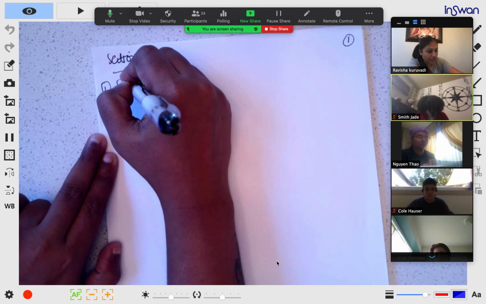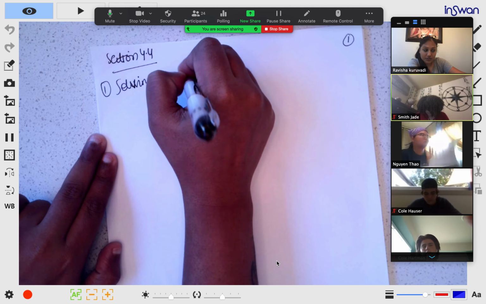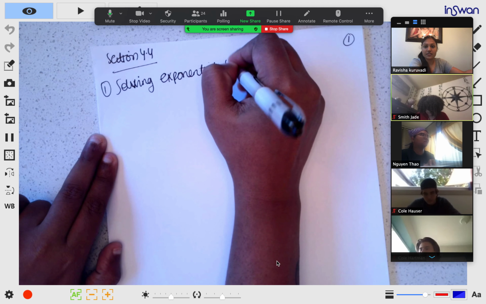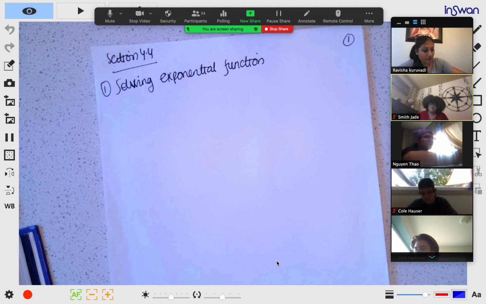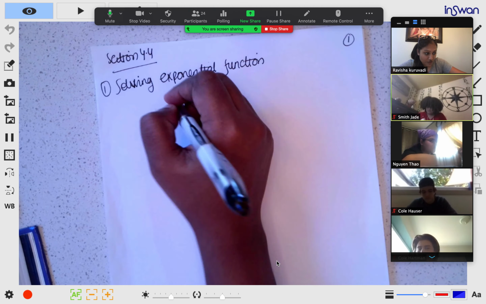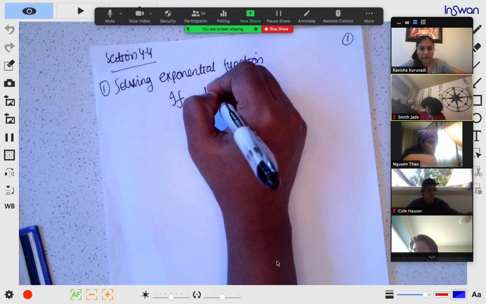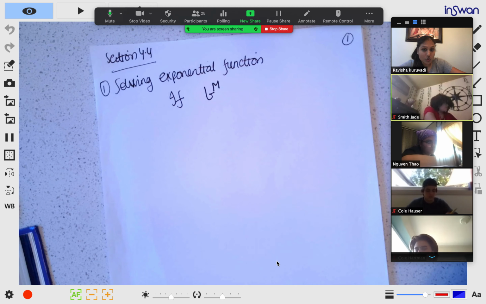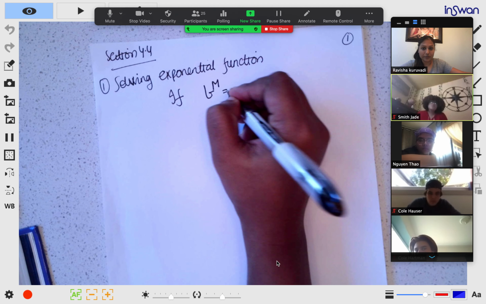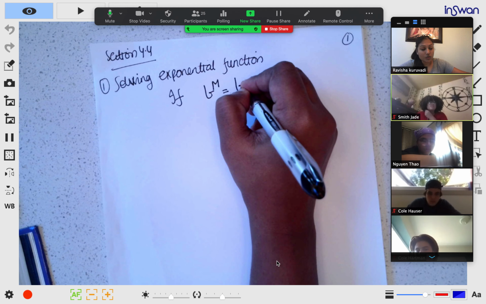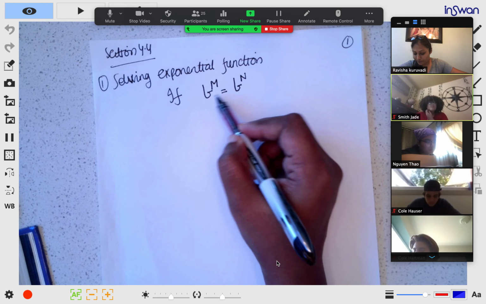Solving exponential functions. So you will be given exponential functions and you will be solving them. If you're given some base b raised to the power m, and this is equal to another b to the power of n, note my base is the same. My base is the same.